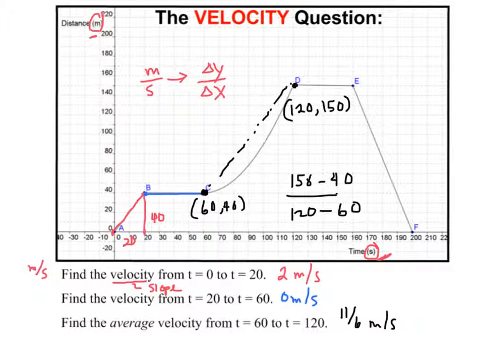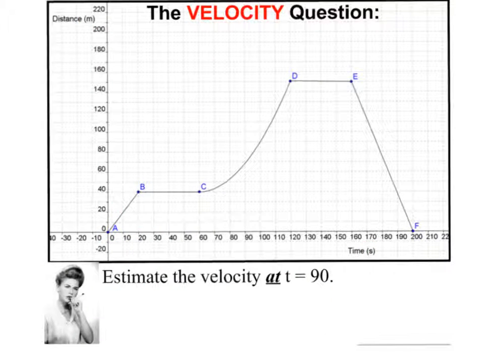That's the slope. So let me change the question. What if I didn't say find the average? I actually said find the slope, or find the velocity at 90. Again, we're talking slope. And think about units, if that's confusing. If you say, well, I don't understand why the slope is going to give us velocity. Think units. Meters per second, change in y over change in x.